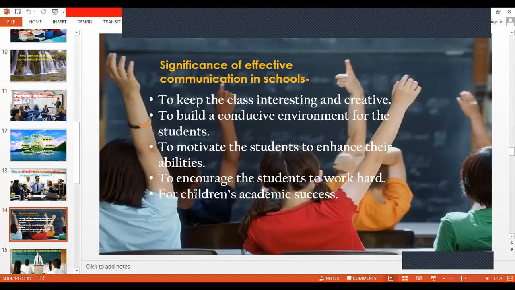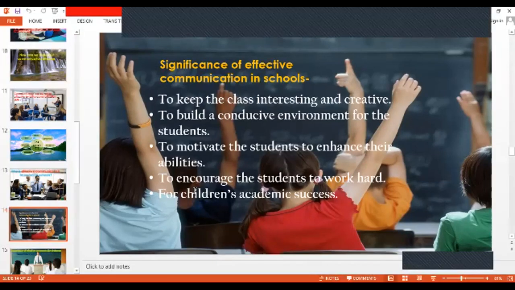Next, to encourage the students to work hard. If effective communication is there, then children will understand all the topics, whatever we teach them. So they will start working hard. If they understand, then of course they will enjoy. So they will work hard for their exams, they will work hard for their academic progress and all.